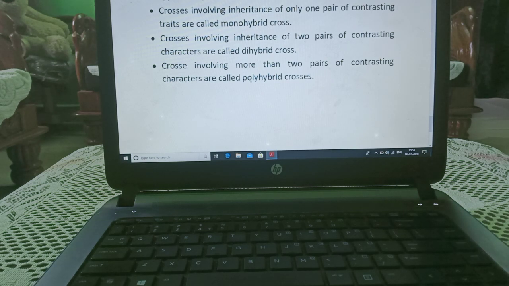Crosses involving more than two pairs of contrasting characteristics are called polyhybrid cross. When more than 2 characters were involved in the cross, they were known as polyhybrid cross.